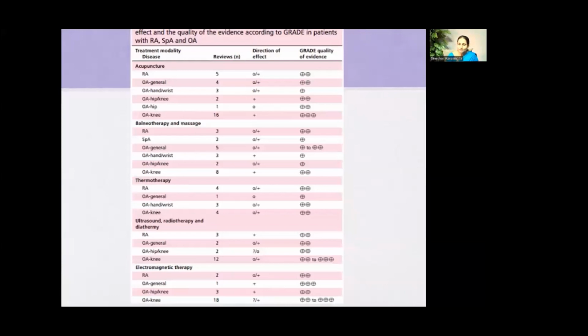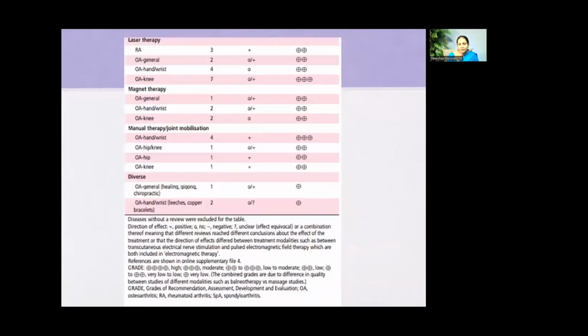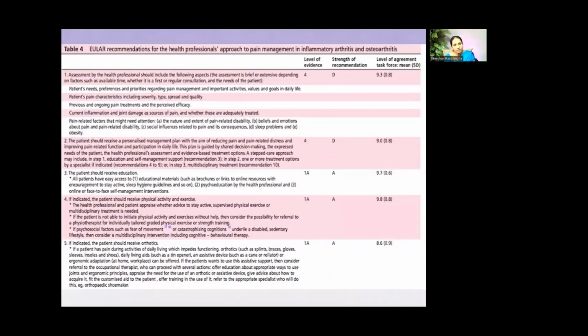They have also analyzed the studies which included acupuncture, massage, thermotherapy, ultrasound, electromagnetic therapy, laser therapy, manual therapy or mobilization, and other effects as well. Now, with this analysis, they have formulated certain recommendations for health professionals' approach to pain management in inflammatory arthritis and osteoarthritis. There, the level of evidence is strongest with 1A, and the strength of recommendation is higher with A.